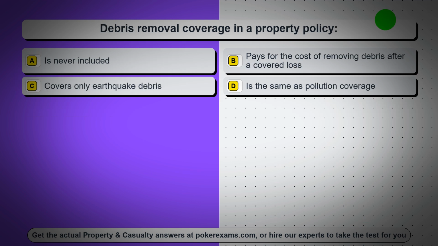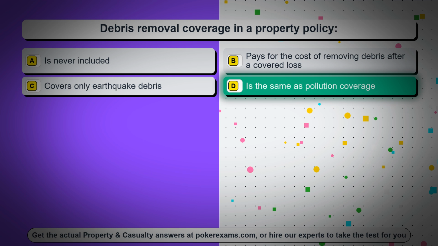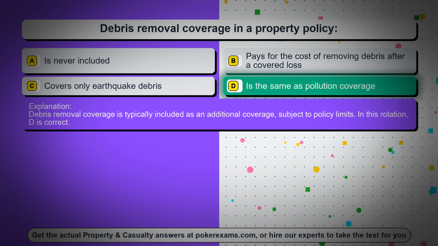Question 35. Debris removal coverage in a property policy, option A, is never included. Option B, pays for the cost of removing debris after a covered loss. Option C, covers only earthquake debris. Option D, is the same as pollution coverage. The correct answer is option D, is the same as pollution coverage. Debris removal coverage is typically included as an additional coverage, subject to policy limits. In this rotation, D is correct.